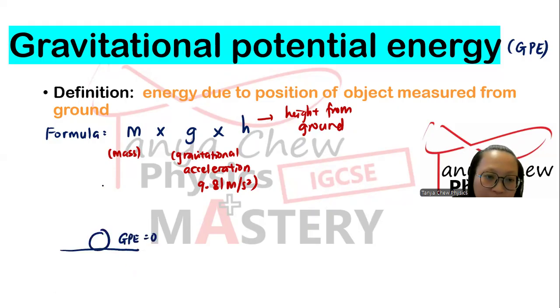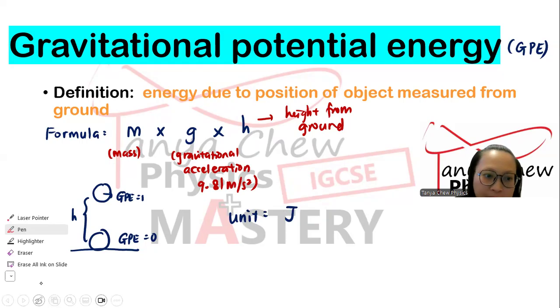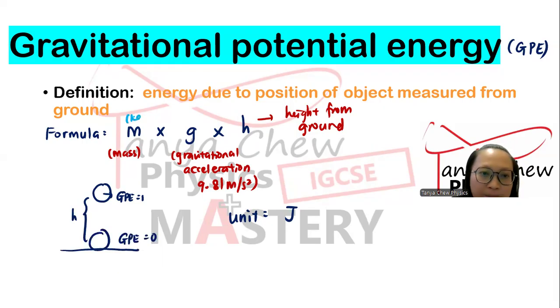When the object is on the ground, there's no height, so GPE is equal to 0. But whenever the object is lifted to a certain height, let's say height h, the object will gain GPE. How do you calculate the GPE? By using the equation that I gave you. The unit of GPE is joules, which is equal to work. In fact, all energies are measured in joules. Mass must be measured in kilograms and h must be in meters in order for you to get joules. Some tricky questions give you the mass in grams. Bear in mind, just convert to kilograms. And gravitational potential energy is also a scalar quantity.